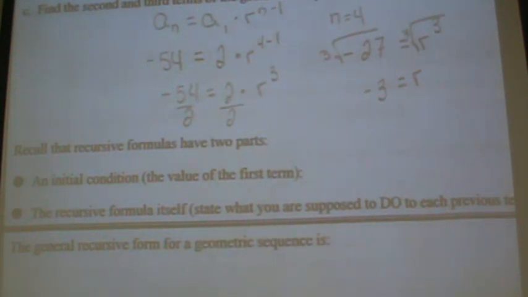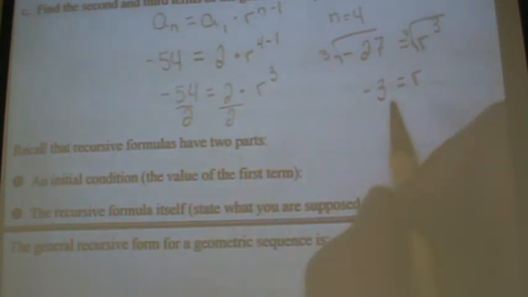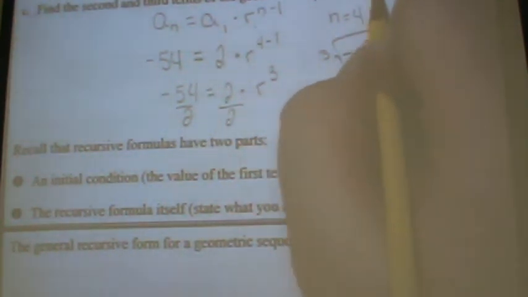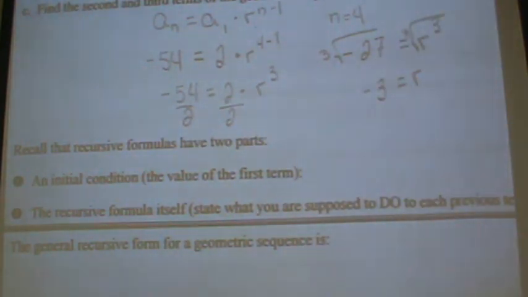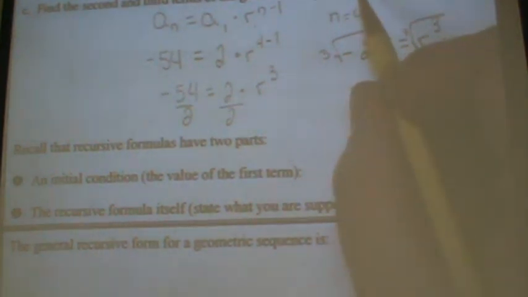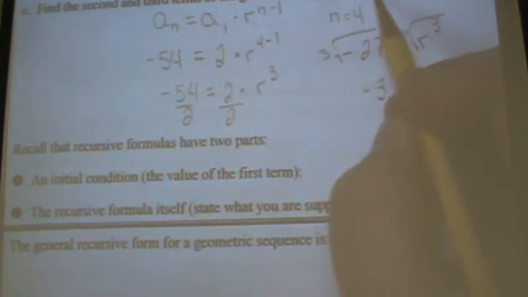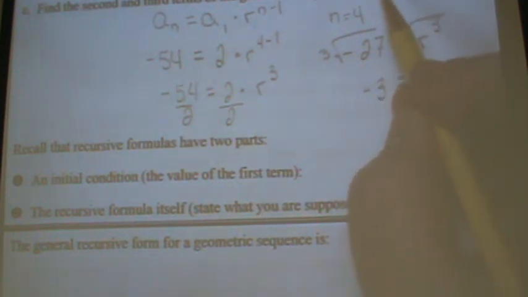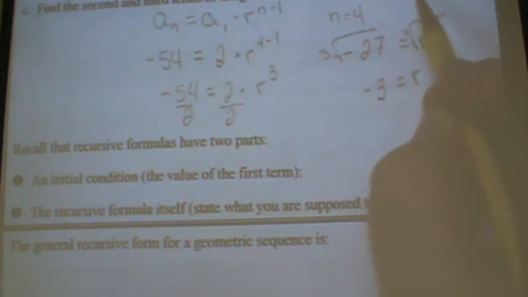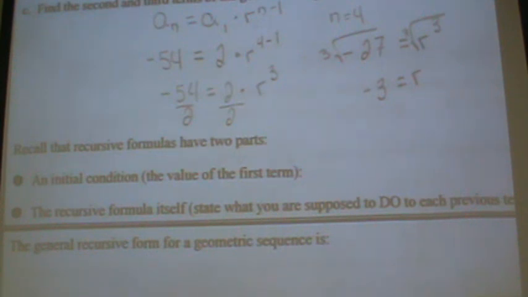So it's negative 6 and 18. It's a positive 18 because negative times negative equals positive. So to be clear, to get your second term, multiply 2 by negative 3, you get negative 6. To get your third term, multiply negative 6 by negative 3. A negative times a negative gives you the positive, and it's 18. So if it kept on going, it would be like negative and a positive. All right, so that's where we're going to end today.